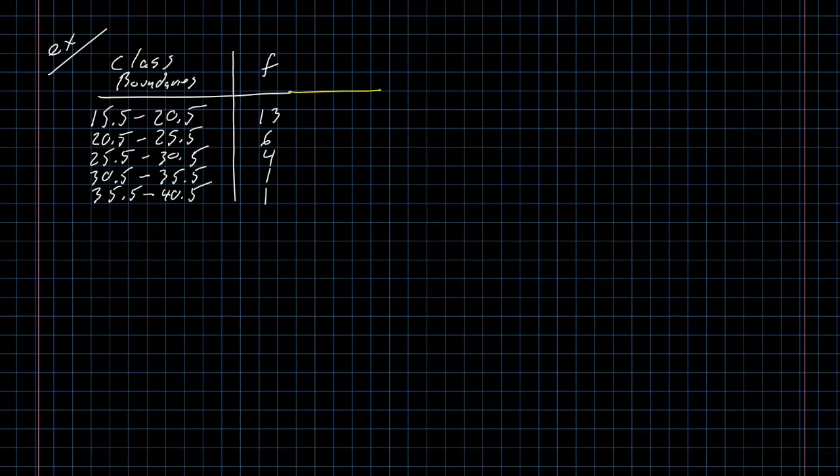So let's extend this table out, put in a new column. I'll call it X sub M for the midpoint of the class. And halfway between 15.5 and 20.5, grab your calculator. 15.5 plus 20.5 is 36. 36 divided by 2 is 18. And then we'll have 23, 28, 33, and 38, just doing the same thing for each of these classes.